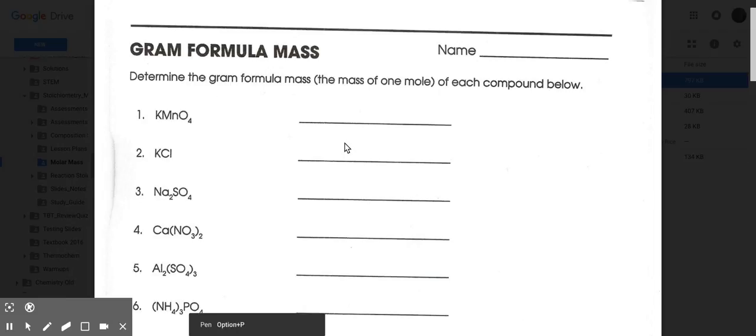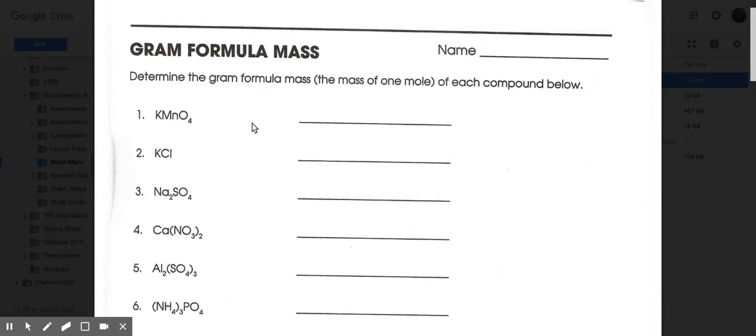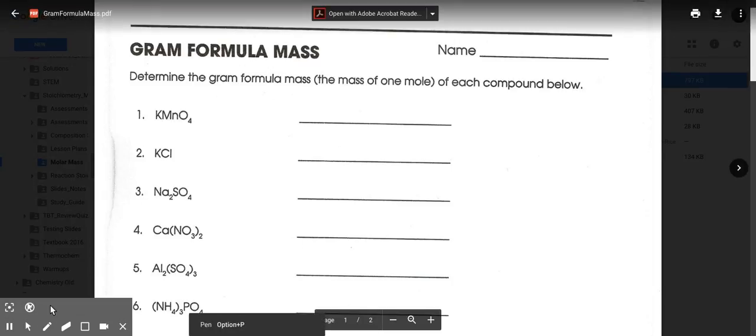Today, I'm going to go over some practice problems with you from your homework assignment. So if you pull this up, you'll see a handout that says gram formula mass. Before we calculate the molar mass, we're going to practice how to count the number of atoms in the formula. So we're going to start here with KMnO4.